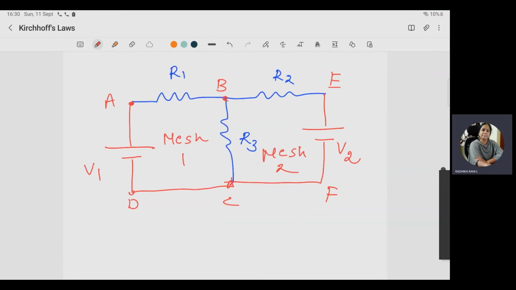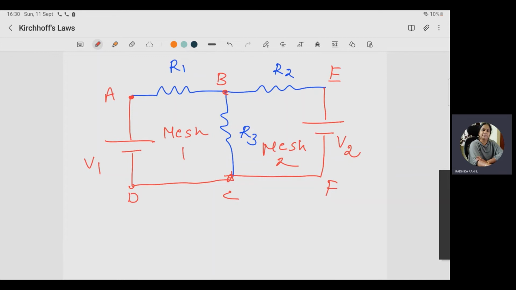Then how to show the current directions in the mesh? We are assuming current will start from the positive terminal of the battery. This is the DC battery symbol. The long line representing positive and the small one is negative. Current starts from the positive terminal of the battery. So current is coming from the positive. This current is called as I1.